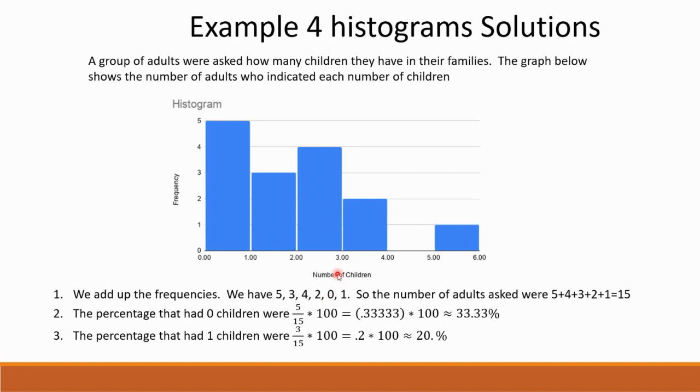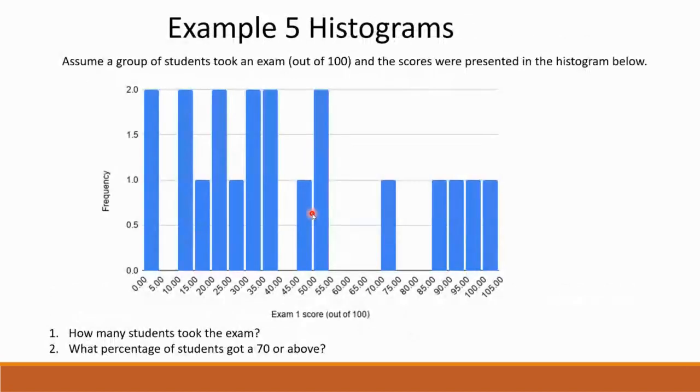Okay. Well, let's do another example. Then I'm going to move on to chapter 11. There we go. So here's another histogram. Again, we really can't make the histogram. We don't have the data. Okay, but let's say a group of students took an exam and the scores were presented here.